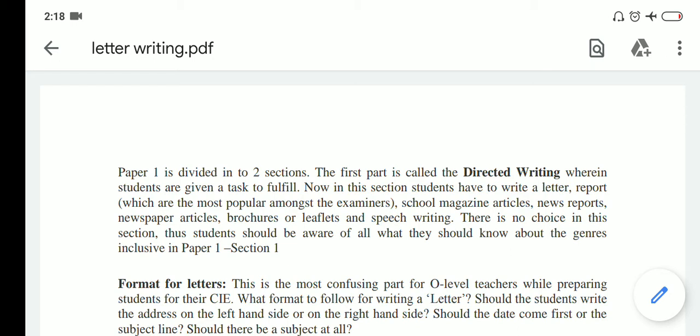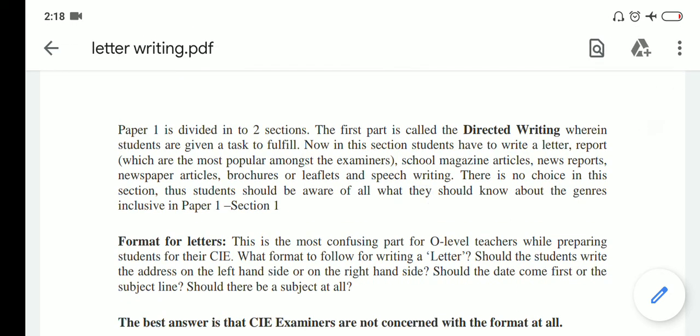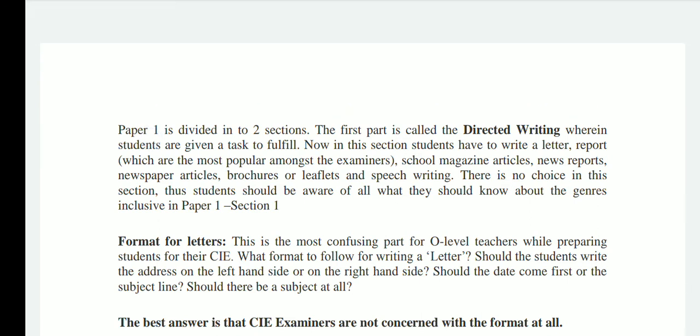As we already know, we have two papers in Cambridge English language. Paper 1 is writing and paper 2 is reading. In paper 1, as you can see, there are two sections. Section 1 is directed writing and section 2 is creative writing. Today we are going to talk about letter writing, which is a part of directed writing, that is, section 1 of paper 1.